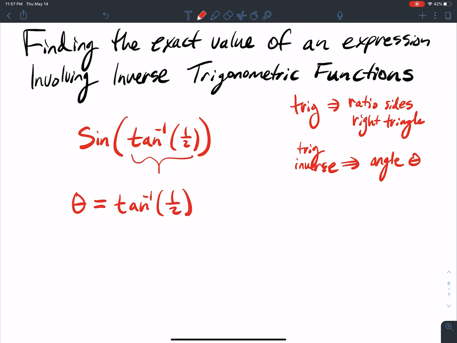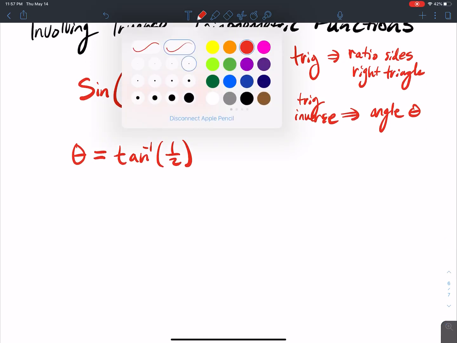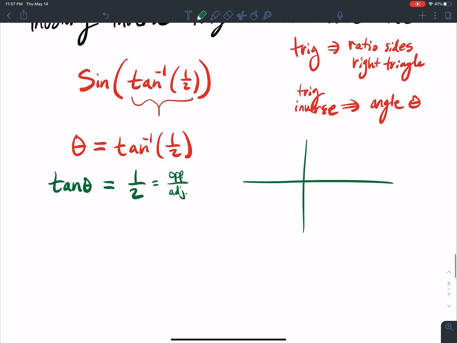Now, this defines a particular triangle, okay? So what particular triangle does this define? Well, if I tangent both sides, I get the tangent of theta equals 1/2. I know that tangent is opposite over adjacent, okay? So let's draw a triangle. Now, opposite over adjacent, these are either both positive or both negative. So either it's in Q1 or Q3.